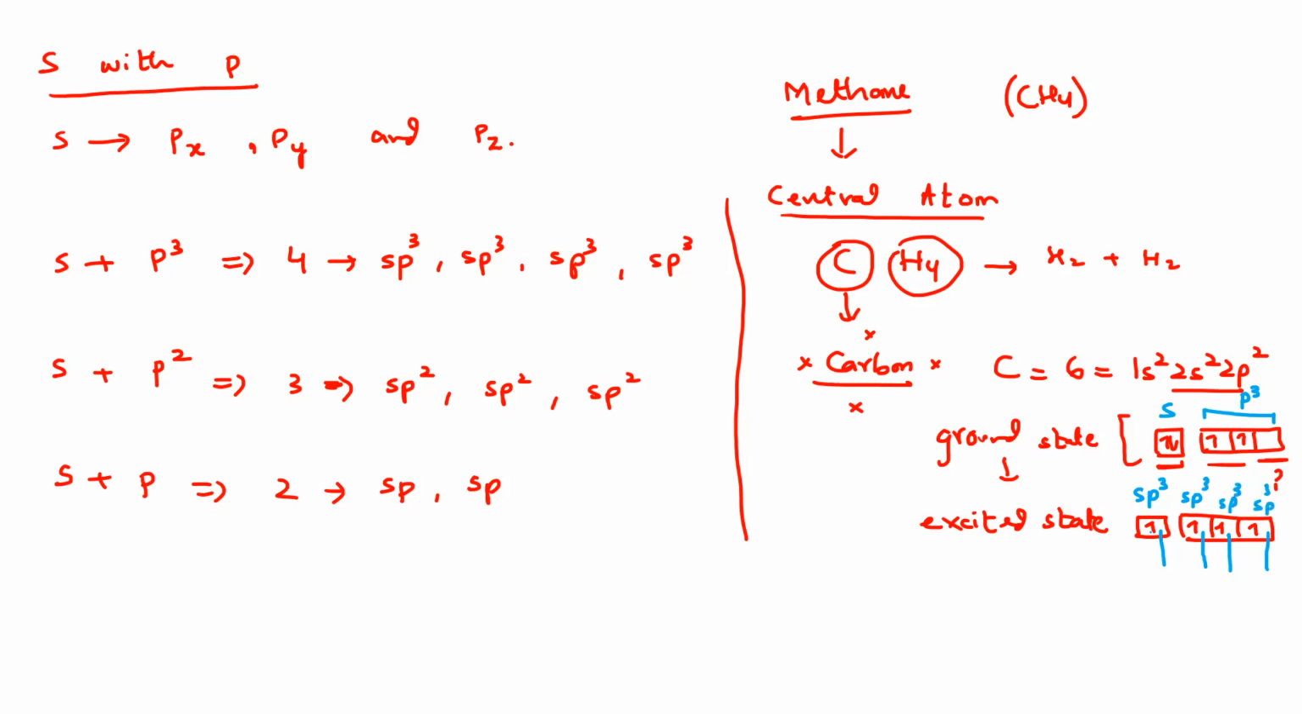So now no one can say this is S, this is P. They have mixed up. Do we get this? They were different shapes. We know S is a spherical shape, P is a dumbbell shape. So now they're mixed up and they've formed same shape orbitals. Get it? So that is what an sp3 hybridization is.